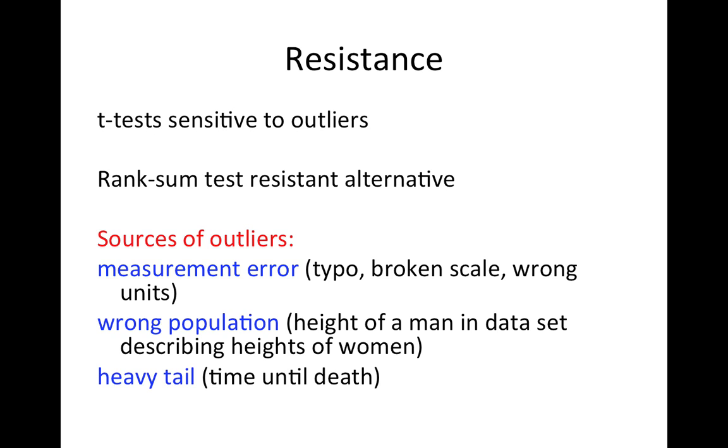Or sometimes it's just a heavy tail. We're looking at how long people live until they die from a particular disease, and some people just live a really long time. In this last case, you can't throw them away, but doing something like taking the log of every value may help those values look a little bit less like outliers.